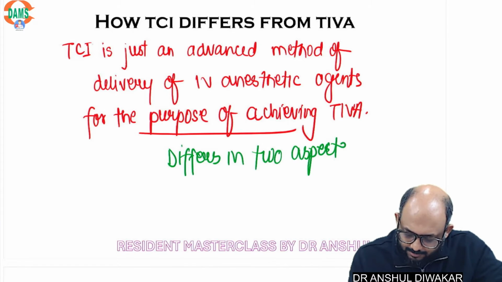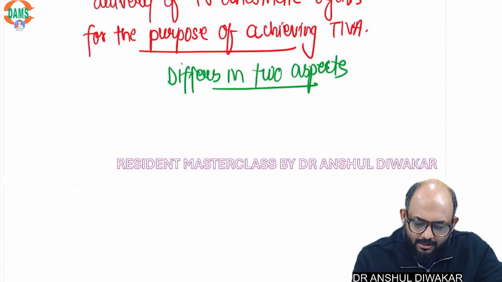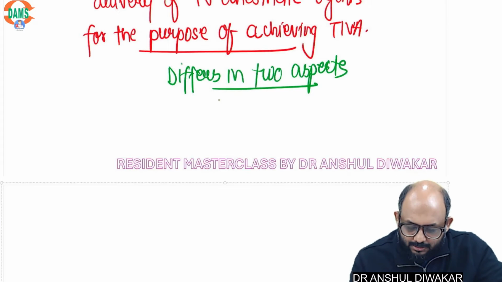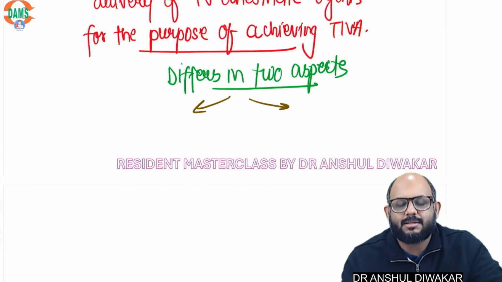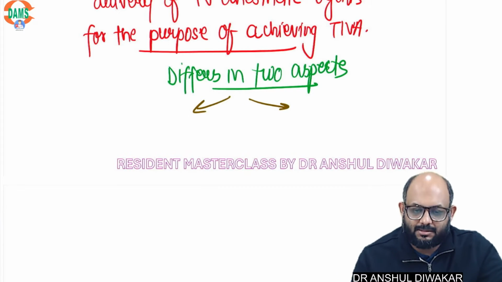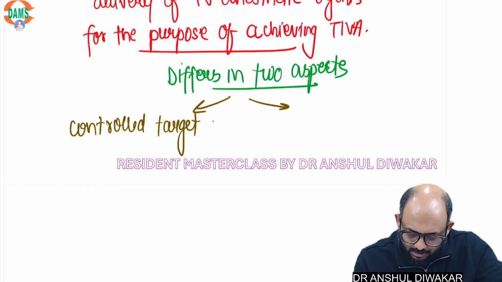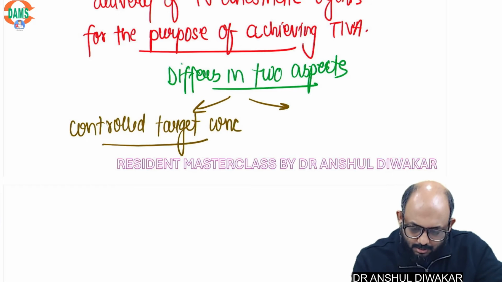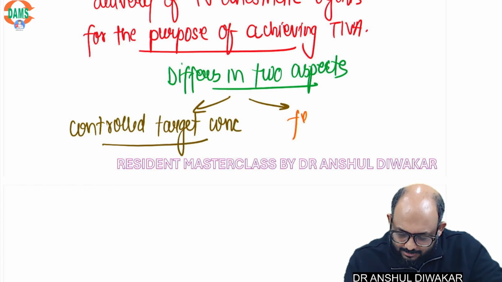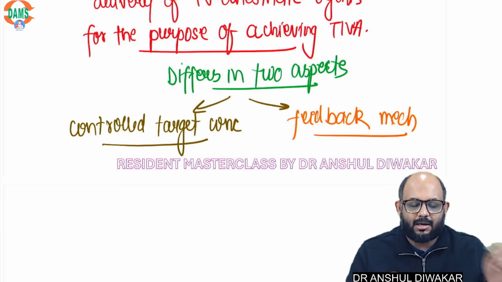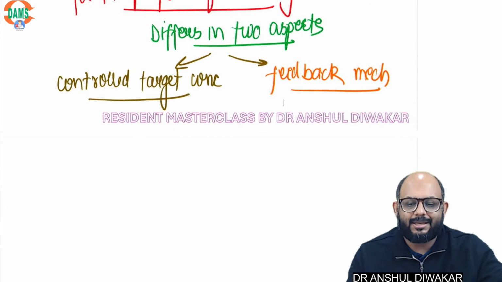What is the difference between TIVA and TCI? Two aspects. One is the controlled target concentration, and second is the feedback mechanism. These are the two differences between TCI and TIVA.